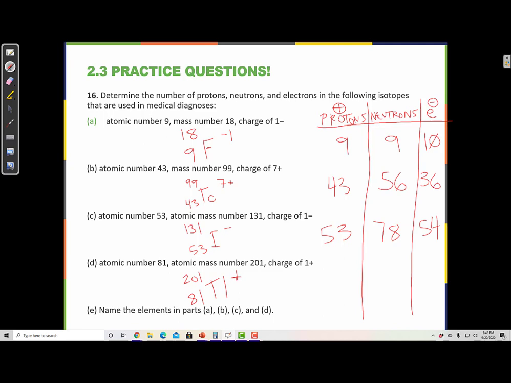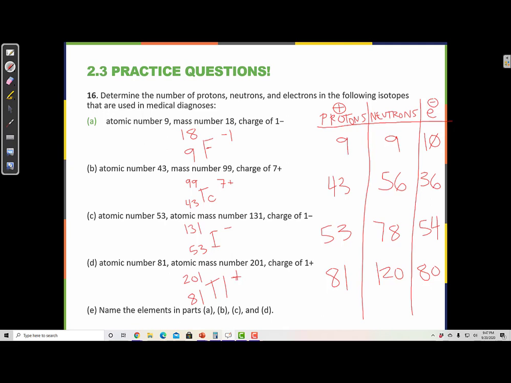So if it has an atomic number of 81, that means that it has 81 protons. If it has a mass number of 201, then that means it must have 120 neutrons. And if it has a charge of +1, then that means that it has more protons than electrons, and it has one more proton than electrons. So 81 protons and 80 electrons.